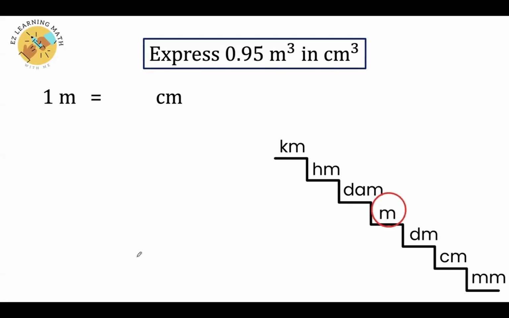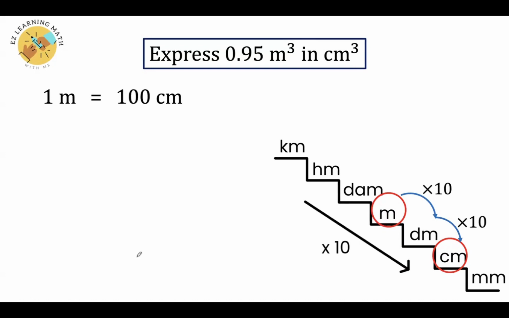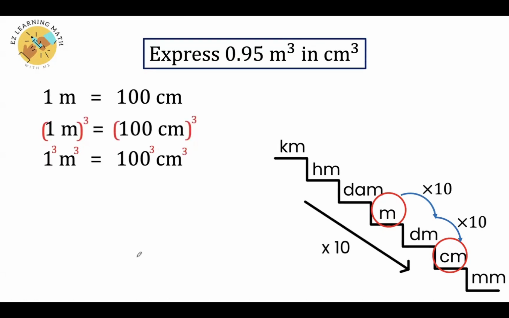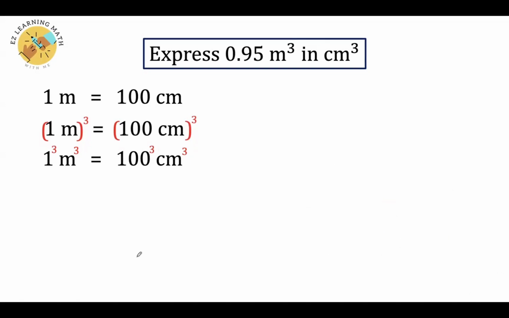Now, how many steps do we go down from meter to centimeter? 1, 2, so it's 2 steps. So we multiply by 10 and 10. So 1 meter equals 100 centimeters. Next, let's cube both sides. So 1 cubed meter cubed equals 100 cubed centimeter cubed.